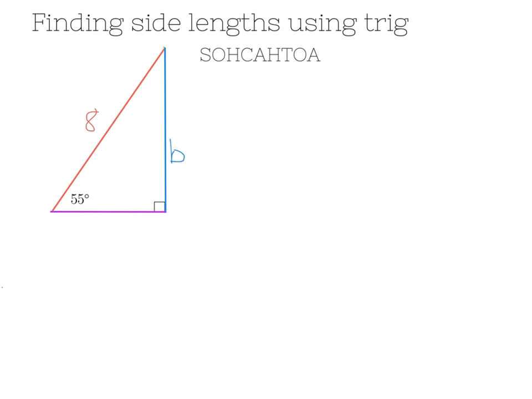This time we want to find the side length b, which is opposite the angle 55 degrees. Label the side lengths that we have. So we have the hypotenuse is 8 and the opposite side is b. Since we've got O and H, we've got sine. Sine of 55 degrees is O on H, which is little b on 8.